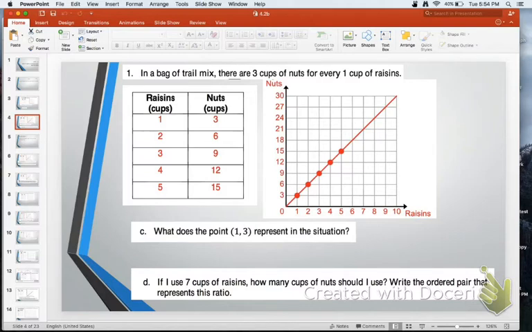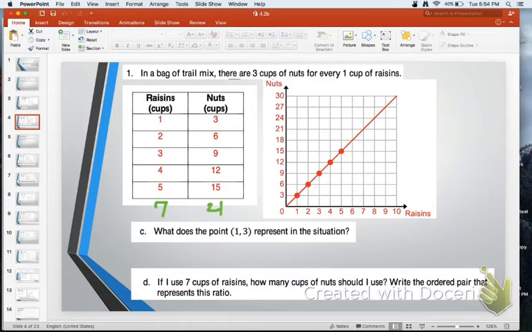D gets a little bit harder. If I use 7 cups of raisins, how many cups of nuts should I use? If I'm keeping with this pattern, then one hint to do this is to put 7 in your chart. Well, we know that 7 times 3 is what we're going to do to get our other number. 7 times 3, that's 21.